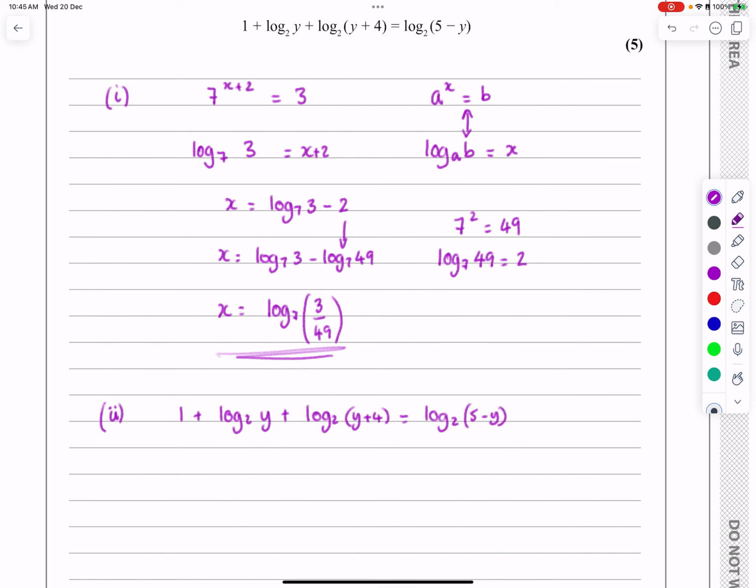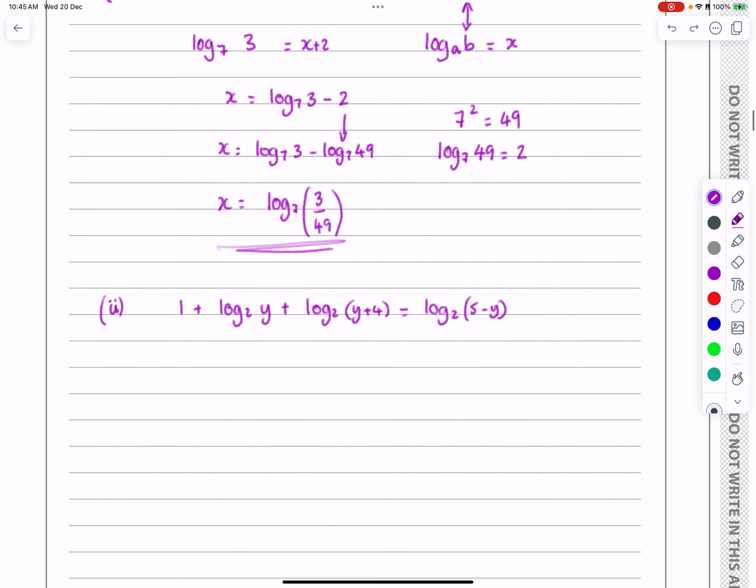Now what you could do, I'm not going to do this, is get everything over to that side and leave the 1 there, then get a statement just for log 2, and then use this skill again. I'm actually going to do it slightly differently and change 1 into logs, because I know that 1 is log 2, 2. 1 is log a, whatever the value is. It can be log 3, 3, log 5, 5.